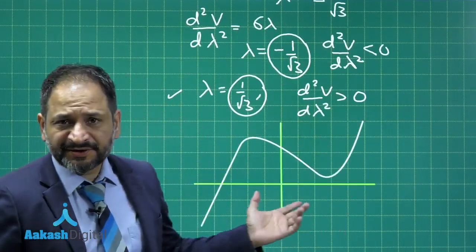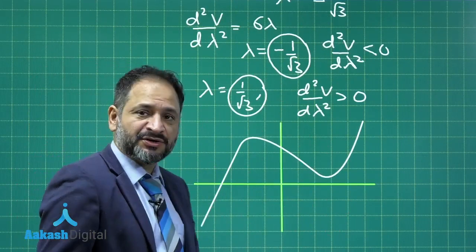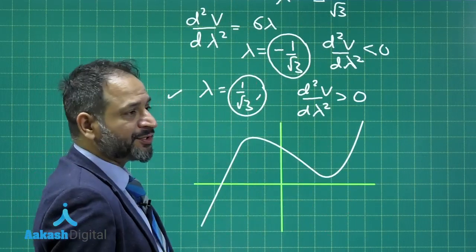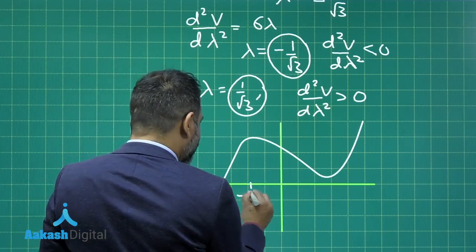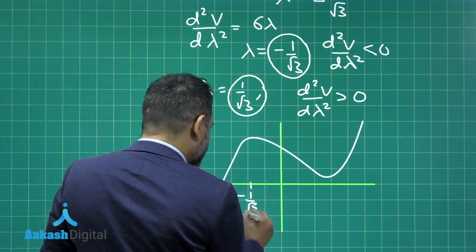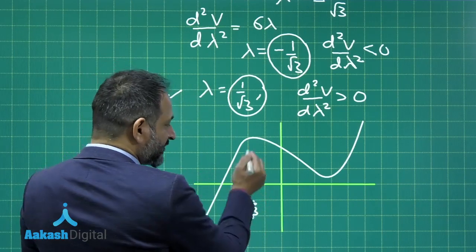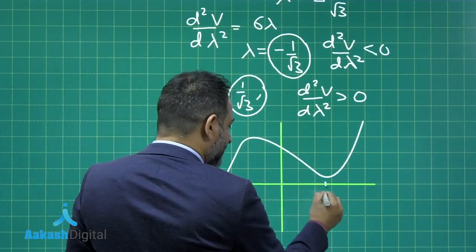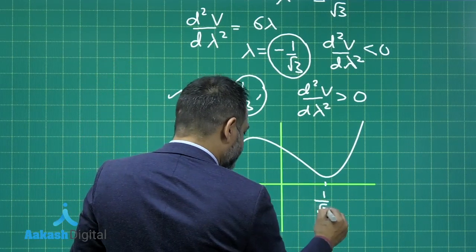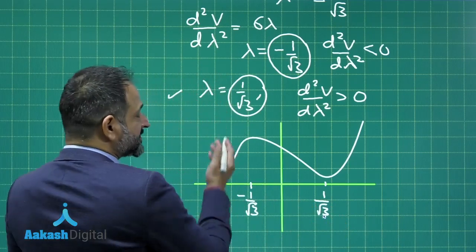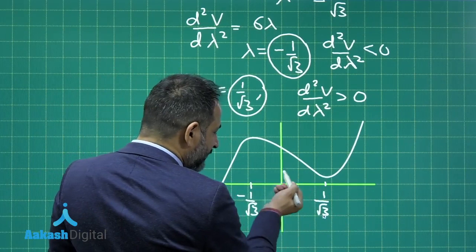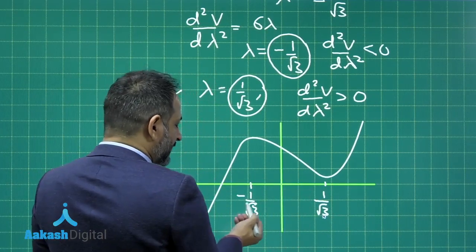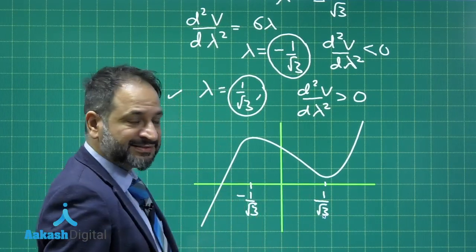So here is the figure for us. You can notice the nature of the function. We have got 2 points, one is minus 1 by root 3. You can see up to minus 1 by root 3 the function is increasing, and at 1 by root 3 there is a minima, and this is what we have calculated. So at 1 by root 3 we have minima, and at minus 1 by root 3 there is maxima.